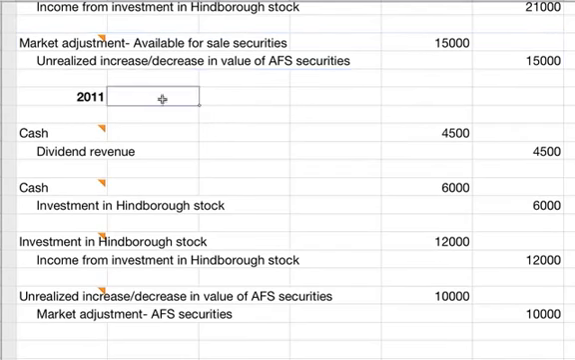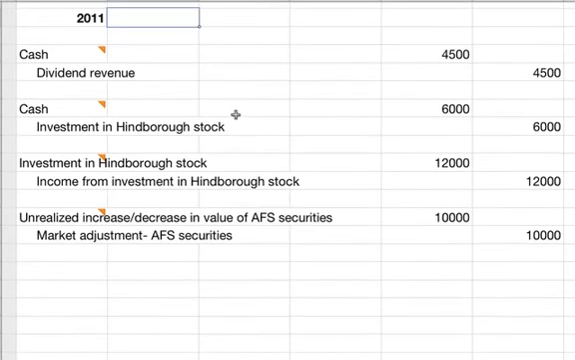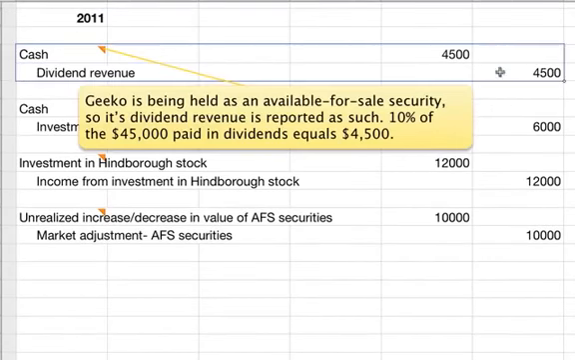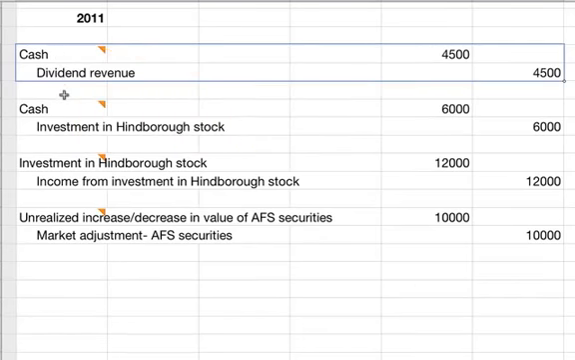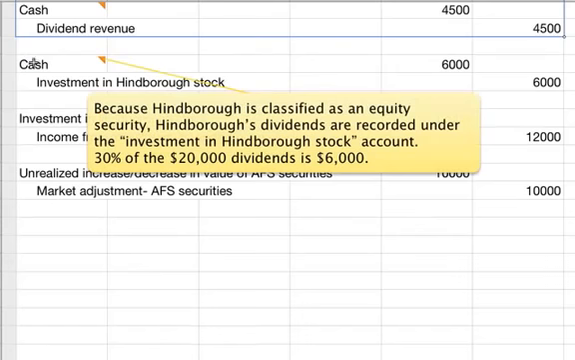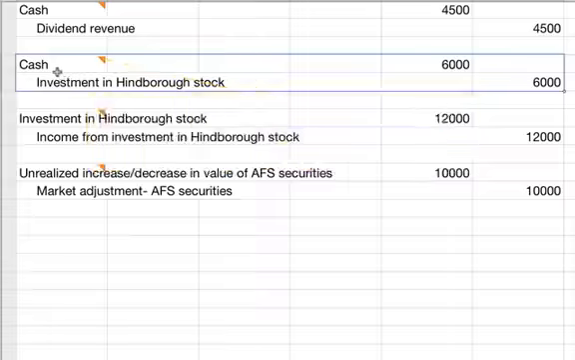Now in 2011, we're going to have the dividend revenue again from Geco. Geco is being held as an available for sale security, so its dividend revenue is reported for what it is, dividend revenue. 10% of the $45,000 paid in dividends equals $4,500. So that's pretty straightforward.